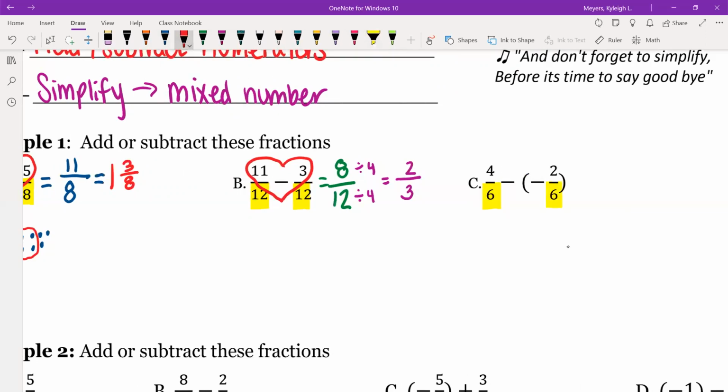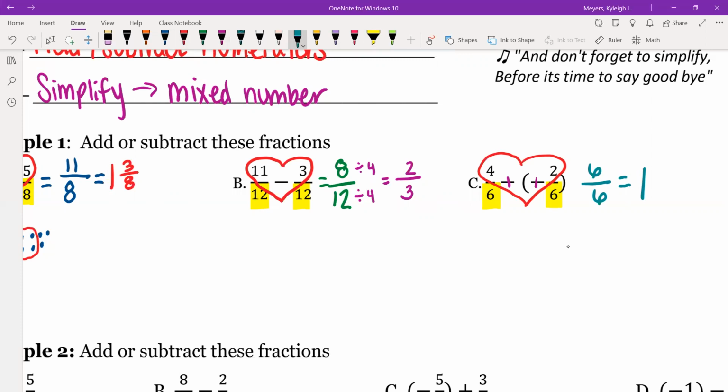Okay, C, do we have common denominators? Yes. So then we just look at the numerators. And anytime we see minus a negative, we should do keep, change, change. So really it's 4 plus 2. 4 plus 2 is 6 out of 6. If I have 6 pieces of 6, how many groups do I have? 1. So it should simplify to 1.